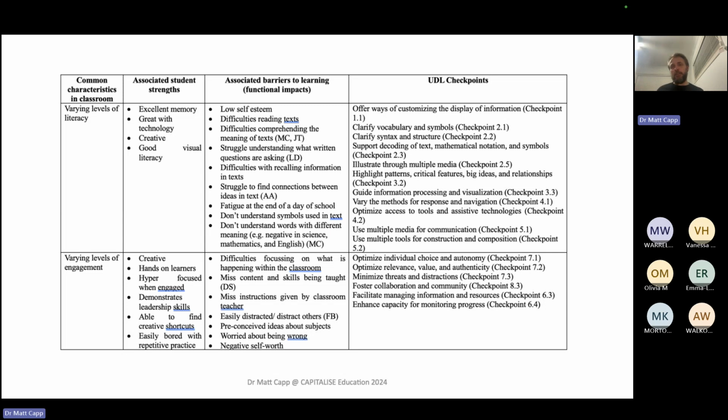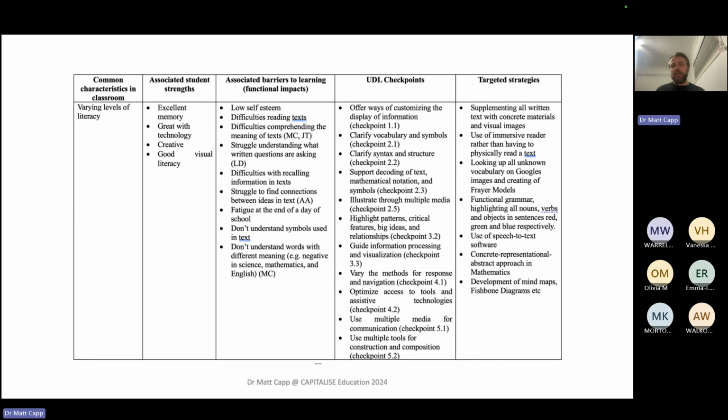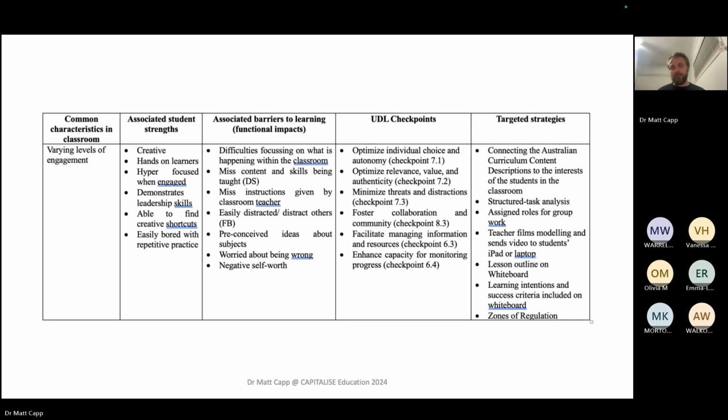What I really like about the UDL framework is it doesn't tell us the strategy. As long as it fits within the aim of that checkpoint, it's something we can use. So you might use strategies that you're very comfortable with rather than having to constantly learn new strategies. We then identify those targeted strategies that will help achieve those UDL checkpoints and help our learners overcome those barriers to the learning process.